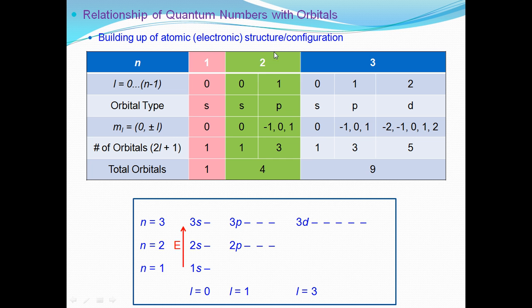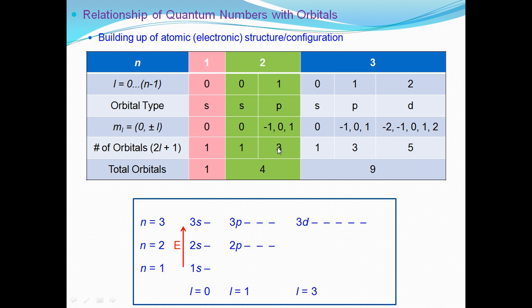What happens when n is equal to 2? What is the value of L? L is equal to 0 up to n minus 1. Since n is equal to 2, then 2 minus 1 is equal to 1, so there are two values of L, 0 and 1. That tells us that we have two different types of orbitals, an s orbital and a p orbital. Now, what are the values of ml? For the s orbital, we know that ml is equal to 0, but for the p orbital, ml is equal to 0, plus or minus L. Since L is equal to 1, then we're talking about minus 1 and plus 1. So we have three values of ml, minus 1, 0, and 1, which speaks to three different orbitals. Now when n is equal to 2, we have a total of 4 orbitals, the 2s orbital and the 3 p orbitals.